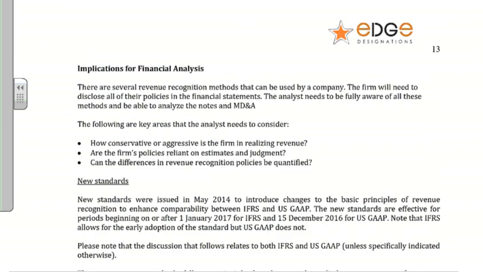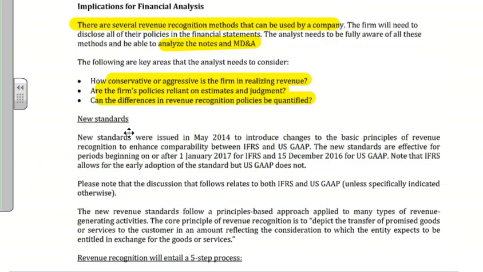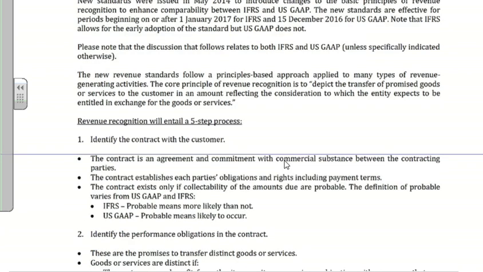Over on our page 13, we see several revenue recognition methods that can be used by a company. Of course, you'll need to decide what is the specific criteria and what is the specific case relevant to your particular company, and details of it must get reported then in the notes. Some points for an analyst to consider: how aggressive or conservative the firm has been in realizing their revenue. Are the firm's policies reliant on estimates and judgment? Can differences in revenue recognition policies be quantified? And of course, we know new standards are there as well.